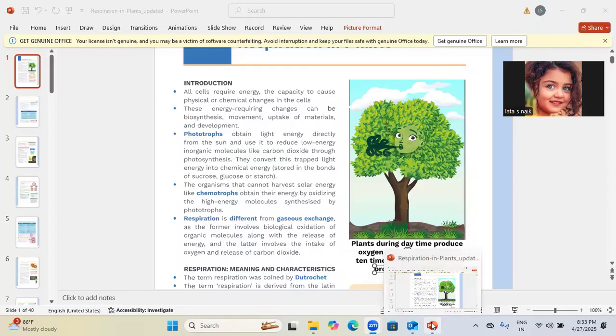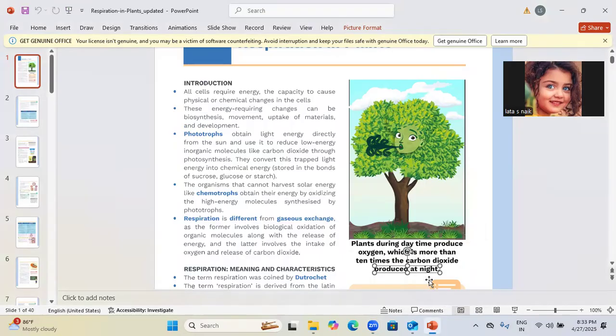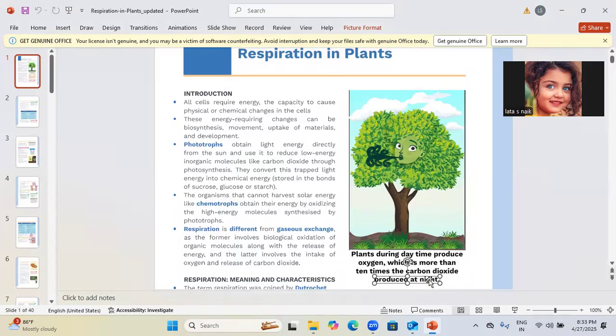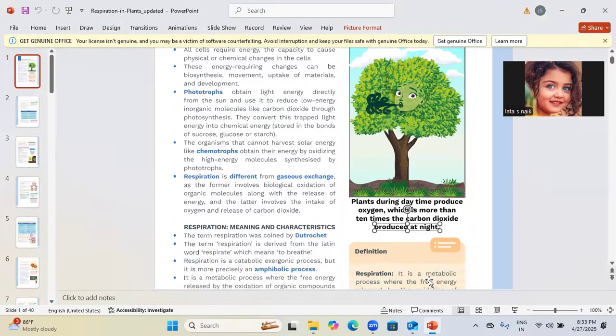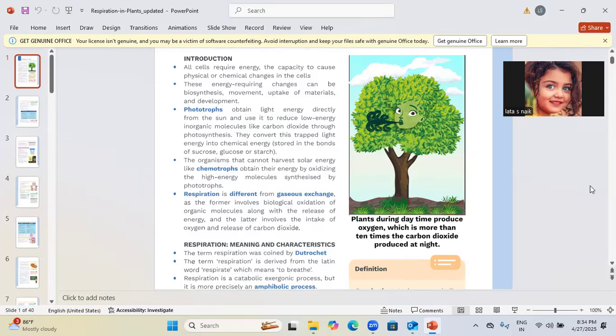Hello everyone. So we'll start with another new chapter, that is respiration in plants. What is respiration in plants? Now the word was coined by Dutrochet. The term respiration is derived from a Latin word respirare, which means to breathe. So plants breathe. Exactly, yes.